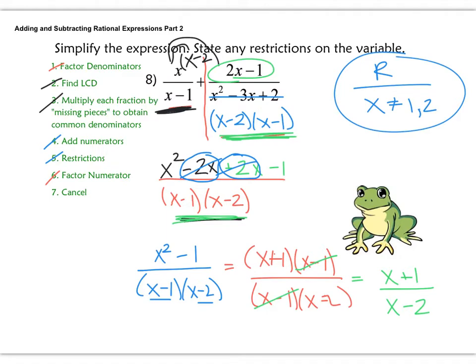Ooh, can I cancel those x's? No, you can't cancel those. Those are super glued, right? If it's super glued with the plus or minus, you cannot touch it, okay? So watch out for that super glue. Now that one was more fun, right? I got factored and you got things to cancel. Those are the fun ones.